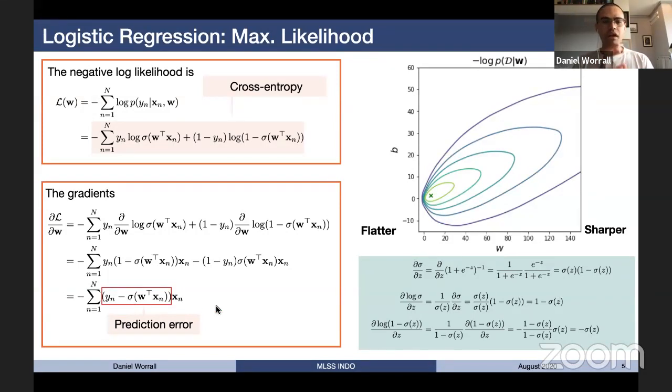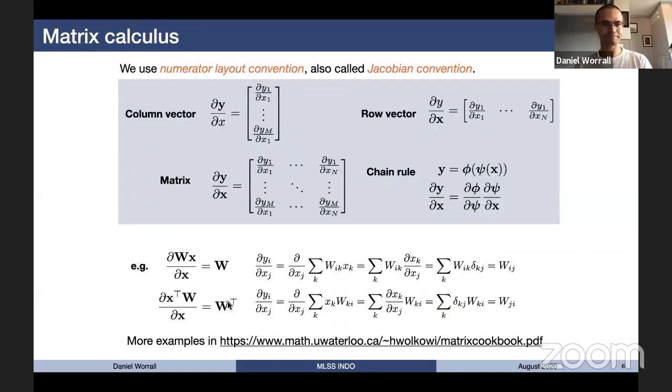Then you can set this equal to 0 and solve in terms of w. That isn't so easy, it turns out. You can't solve it on paper. You actually have to resort to a numerical optimization algorithm, which I'll explain in a bit.